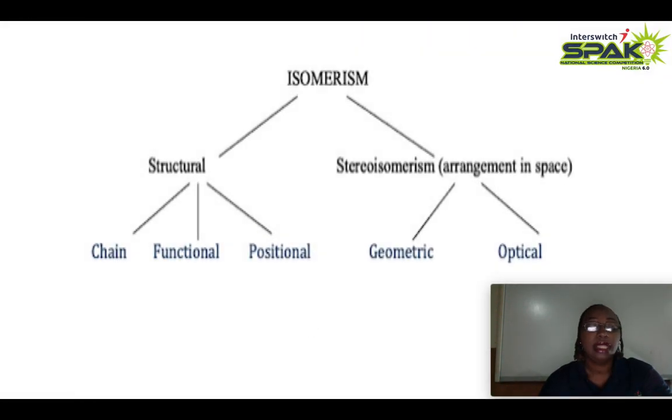Now let's quickly look at isomerism. I said that they exhibit isomerism, and we have two types of it. Mainly, we have structural isomerism and stereoisomerism, which is arrangement in space. Under structural, we could have chain, functional, or positional, so it depends on the functional group and the position too. Then under stereoisomerism, we have geometrical and optical.